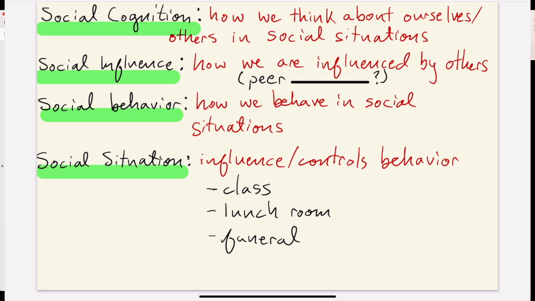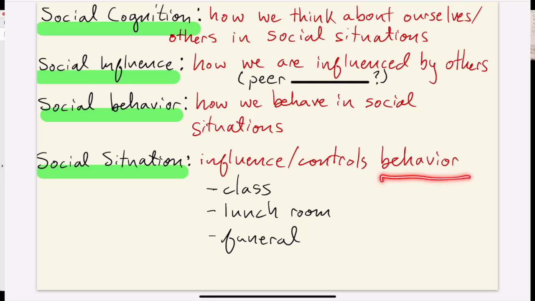Social behavior is exactly what it sounds like. How we behave in social situations. And then social situation, that is whenever we are engaged in interaction with others. So this classroom is a social interaction. At the lunchroom, you'll have social interactions or social situations. And these social situations can influence or even control your behavior.